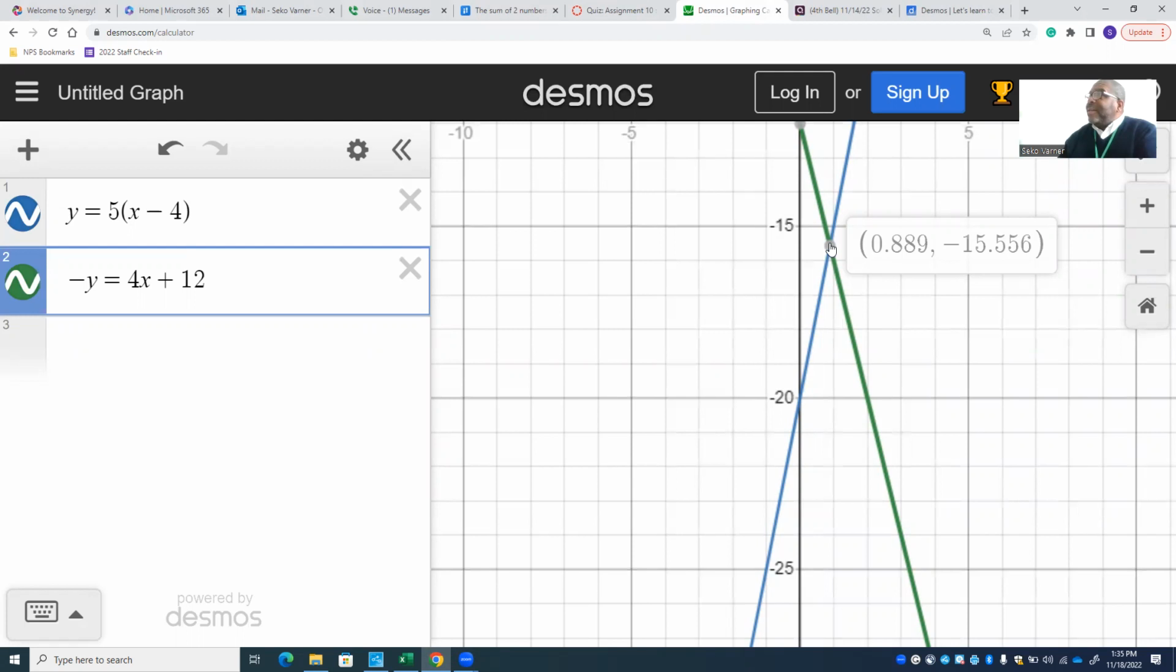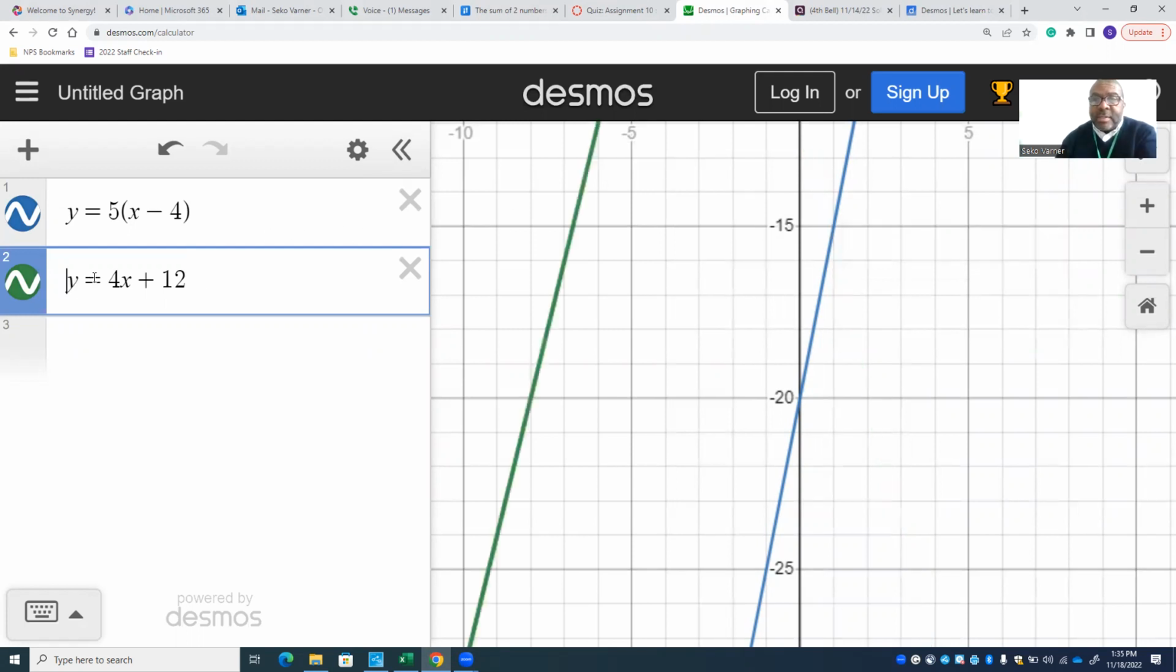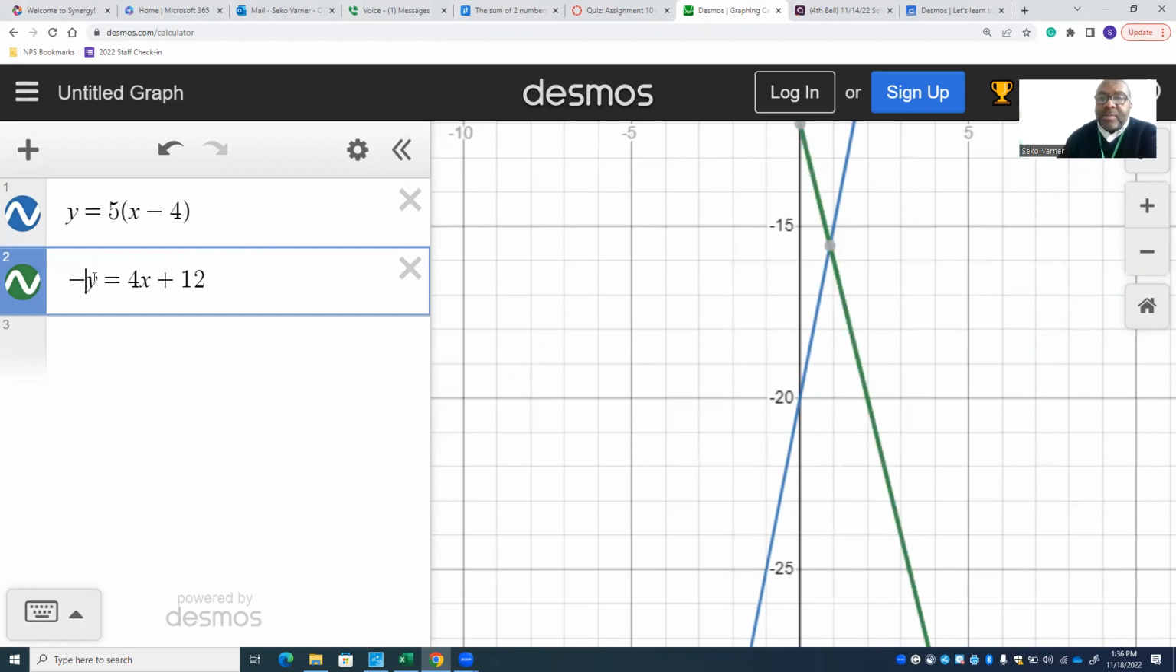You forgot the negative sign on the Y. So what you ended up with was this. You ended up with parallel lines, right? But since the negative sign is supposed to be there, this is how it looks. So you always have to check that.